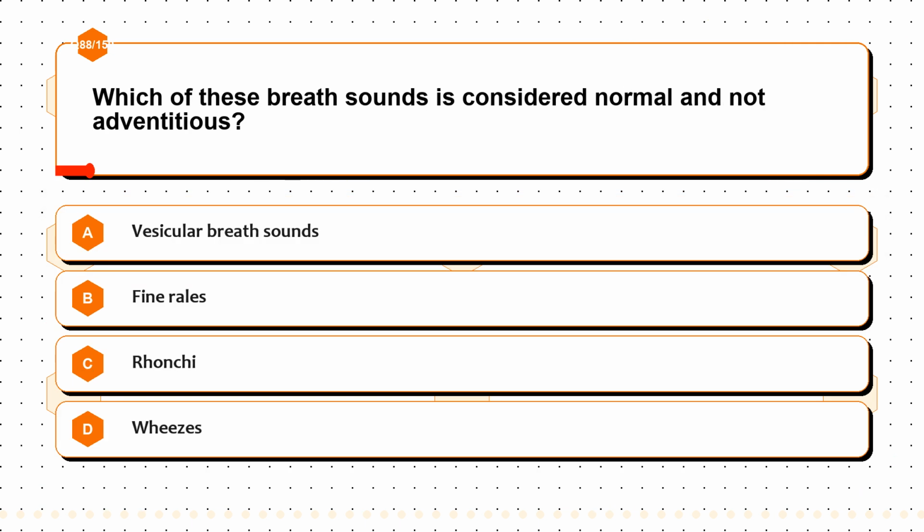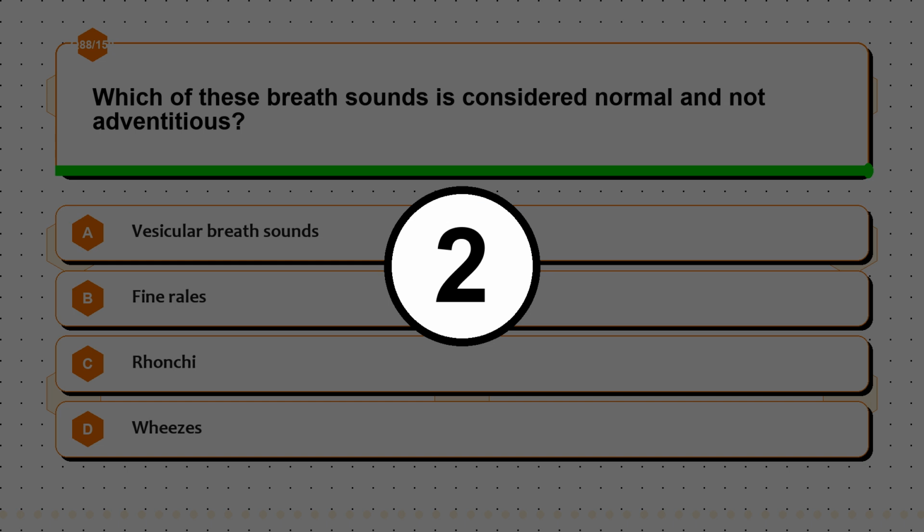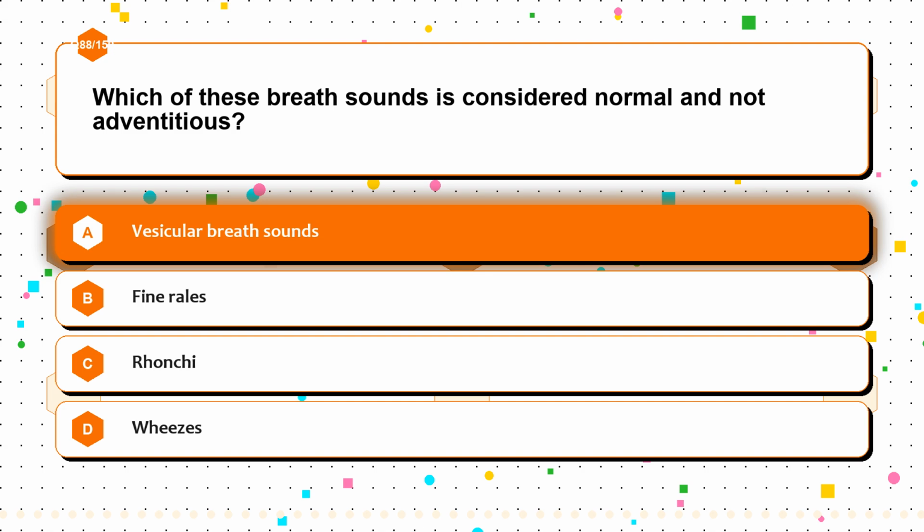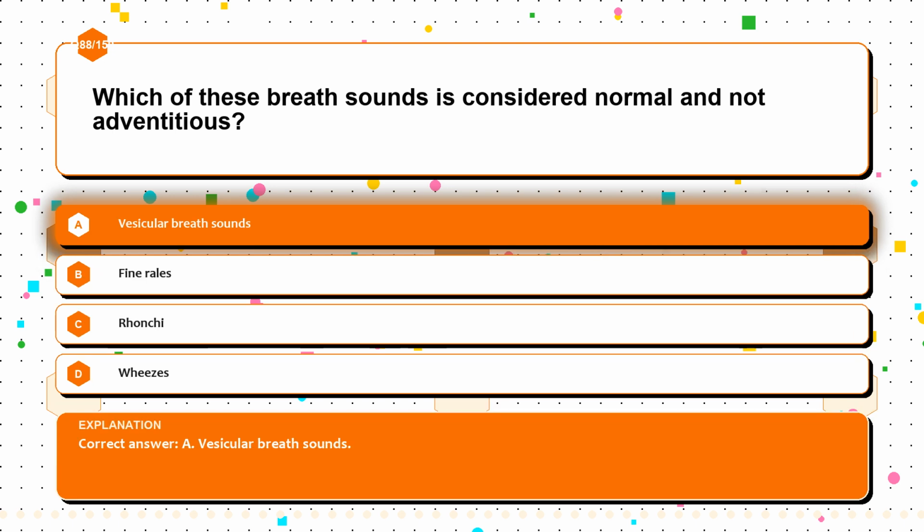Question 88. Which of these breath sounds is considered normal and not adventitious? Here are the options. Option A, vesicular breath sounds. Option B, fine rales. Option C, rhonchi. Option D, wheezes. The correct answer is option A, vesicular breath sounds.